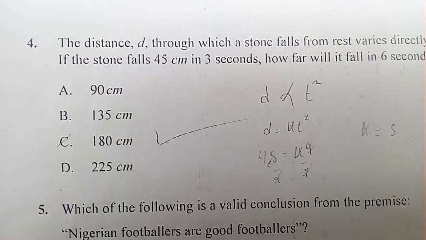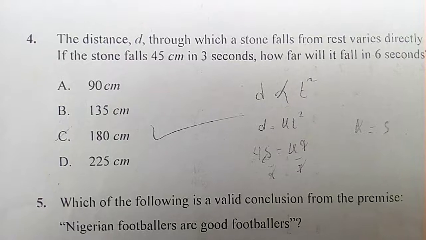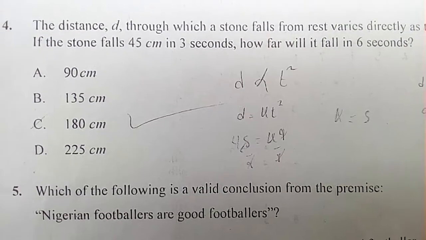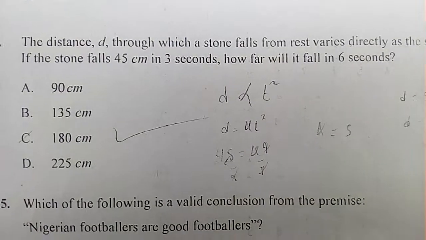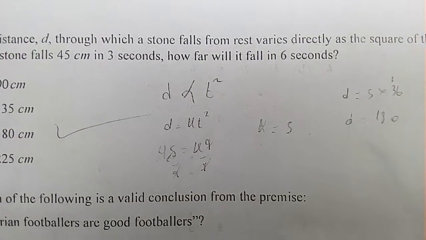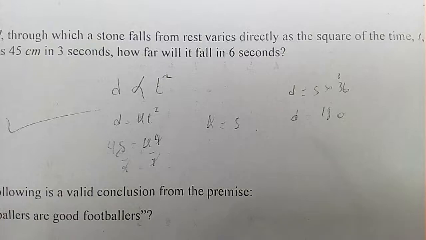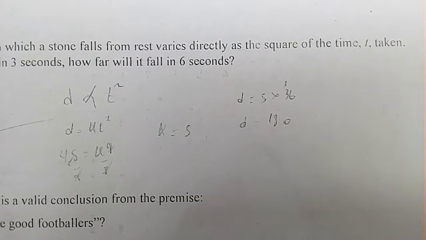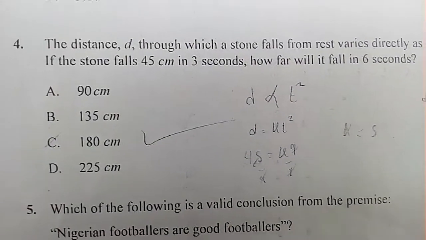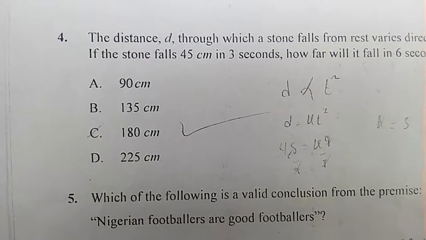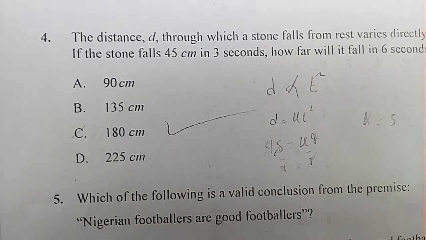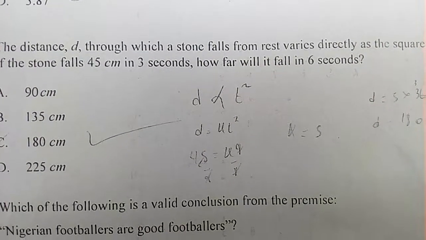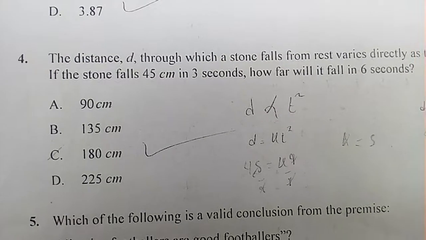Alright, so let's read the question. It's a word problem. The distance d through which a stone falls from rest varies directly as the square of the time t taken. If the stone falls 45 centimeters in 3 seconds, how far will it fall in 6 seconds?